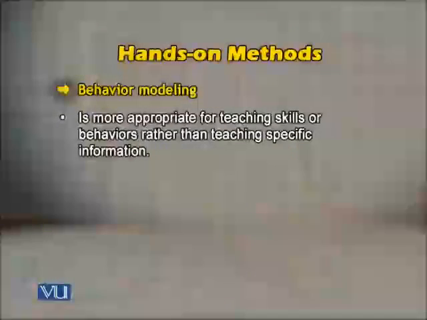vicarious reinforcement. The behavior modeling training method is more appropriate for teaching skills or behaviors rather than teaching specific information or factual information. When you want people to learn specific information or specific concepts, behavior modeling is not an appropriate method of training. But where you want people to learn to carry out a specific procedure, or when you want people to learn behaviors or skills that are related to behavior, behavior modeling is a very effective method of teaching.